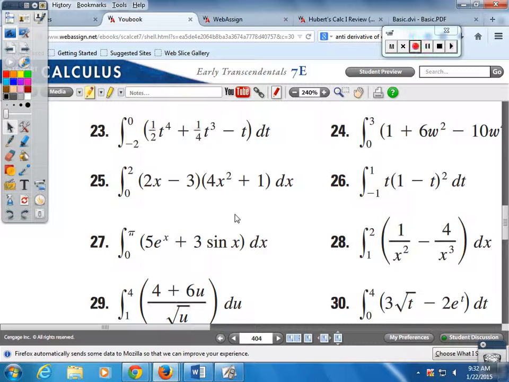On a definite integral, you don't have a plus C, because you're actually looking for the area. No, you don't put the C. The only time you put a C is when it's indefinite.